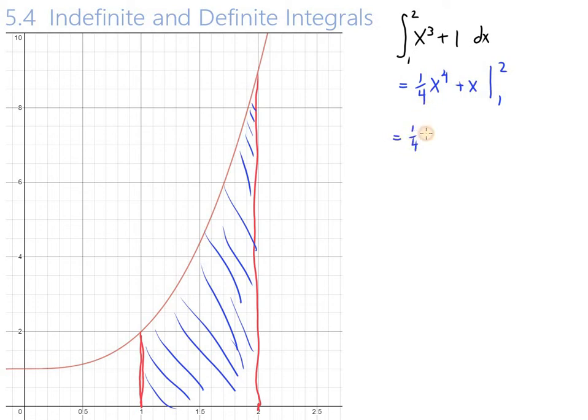which will give us 1/4 times 2 to the 4th plus 2. So that was all plugging in 2. And we subtract, same thing, plugging in 1, and make sure we get parentheses here. So plugging in 1 for both x's just gives you 1 for the x, so that'll be 1/4 plus 1, and then you can crunch that down. And let's see, what's that? 1/4 of 16 is 4, plus 2, minus 1/4 and 1, so minus 5/4.